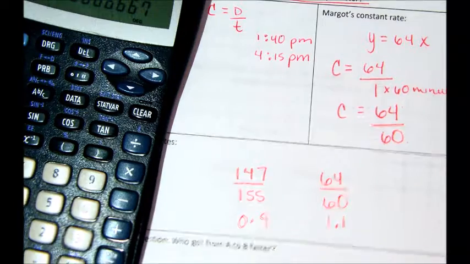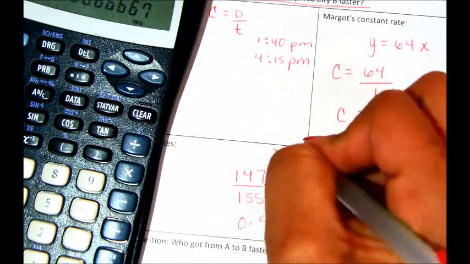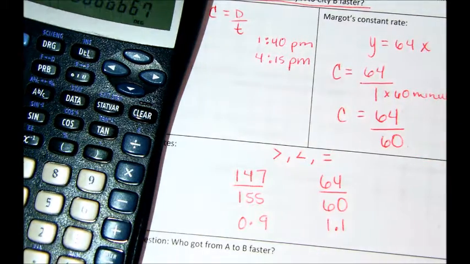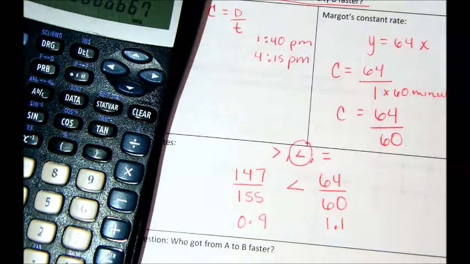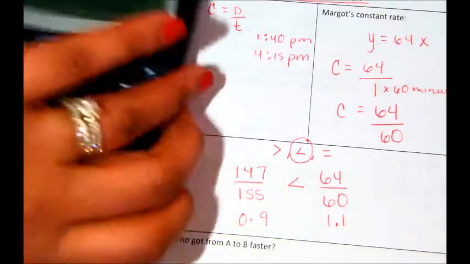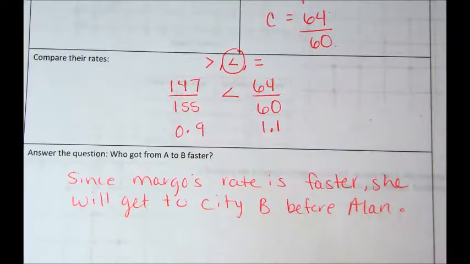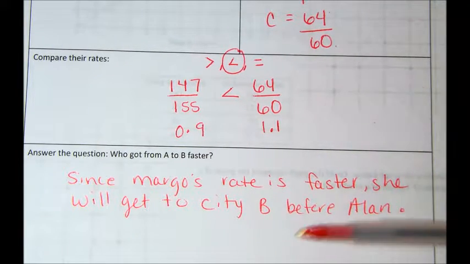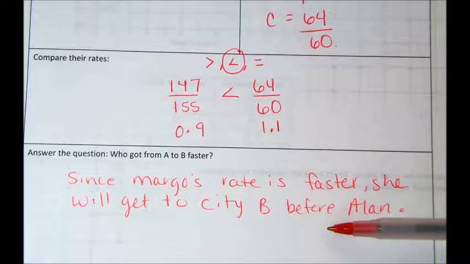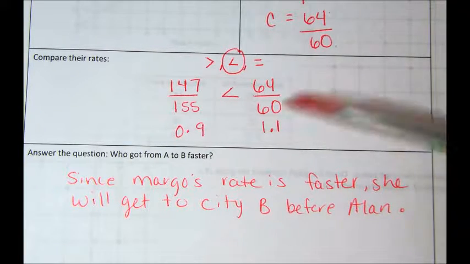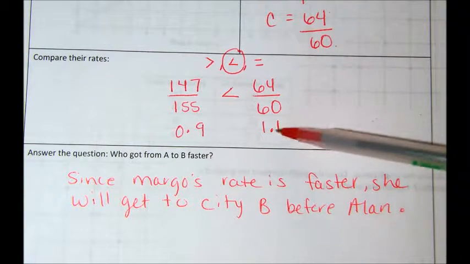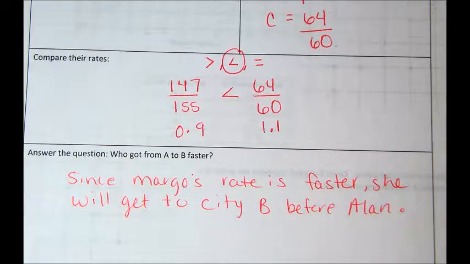If I needed to use the inequality symbol greater than, less than, or equal to, which would I use to compare these rates? Remember, we're going to read from left to right. I'm going to say that 9/10 is less than 64 divided by 60. So we want to make sure we answer the question. Using this box, I'm able to now answer the question. I know that the person with the greater constant rate is going to arrive at city B first. So since Margot's rate is faster or larger, she gets there before Allen.